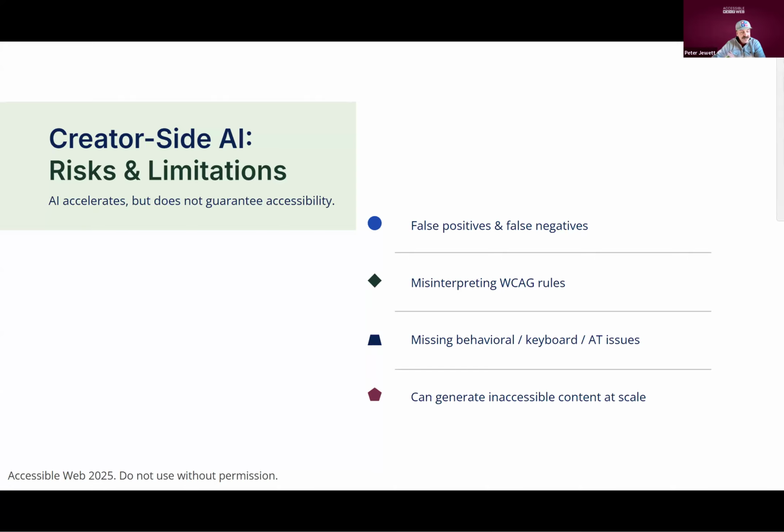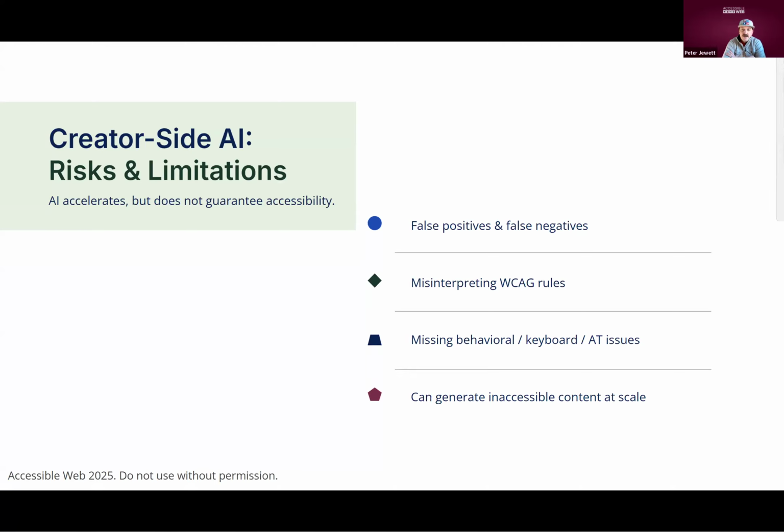But again, we have some limitations. AI can misinterpret WCAG rules. It flags issues that aren't real, so there are false positives in a lot of cases. It misses interaction problems and AT compatibility. So it can look at a screen and in that state make some decisions, make some suggestions, but seeing a whole user flow is still pretty difficult.